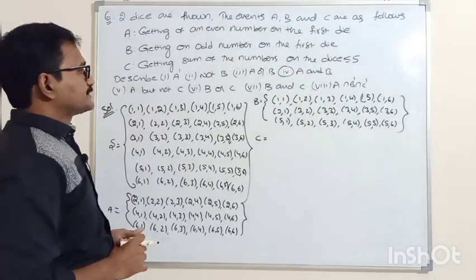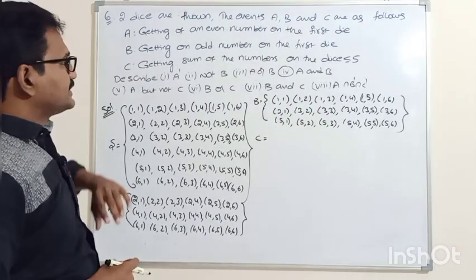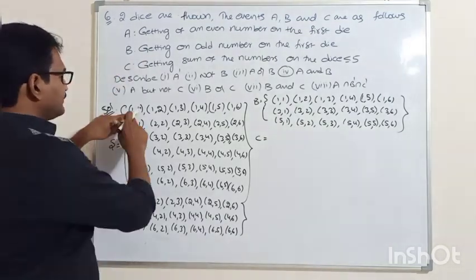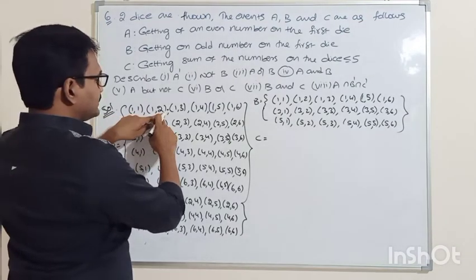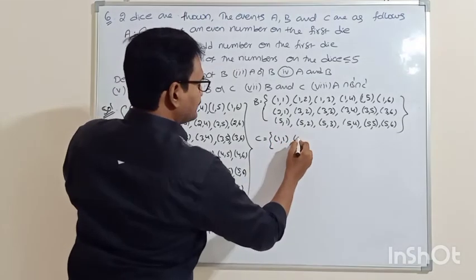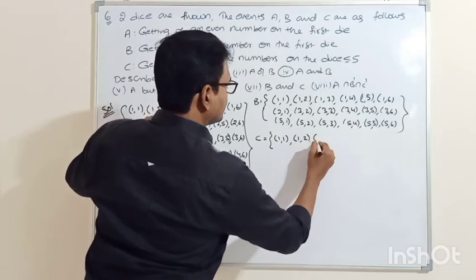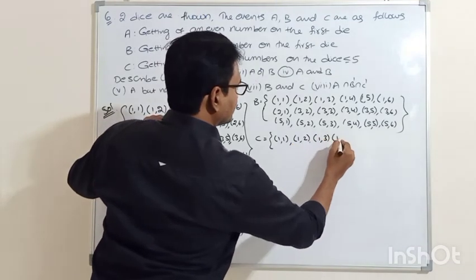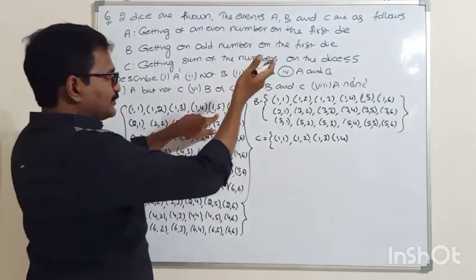Describe the first one. Sorry, set C. What is set C? Getting the sum of the numbers on the dice less than or equal to 5. So if you add these two numbers, you are getting 2, 3, 1,1; 1,2; 1,3 and 1,4. For 1,4, if you add these two numbers, you are getting 6, which is more than 5.